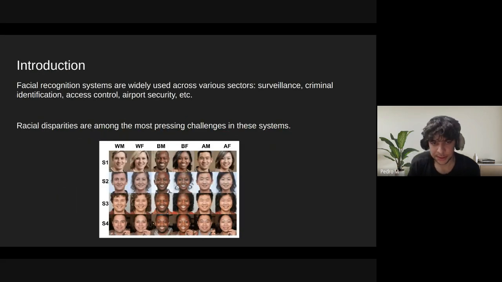Facial recognition systems have become widely used across many fields, such as surveillance, criminal identification, access control, and airport security, for example. However, one of the biggest challenges these systems face is racial bias. They often perform unevenly across different racial groups, raising serious ethical concerns.